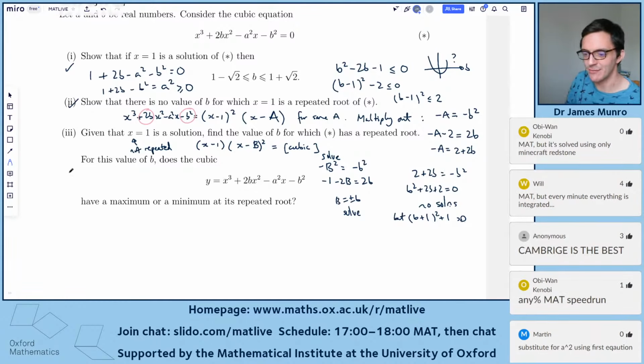Right, for that value of b, I think, by the way, this might be part 4 of the question. For this value of b, does that cubic have a maximum or a minimum at its repeated root?